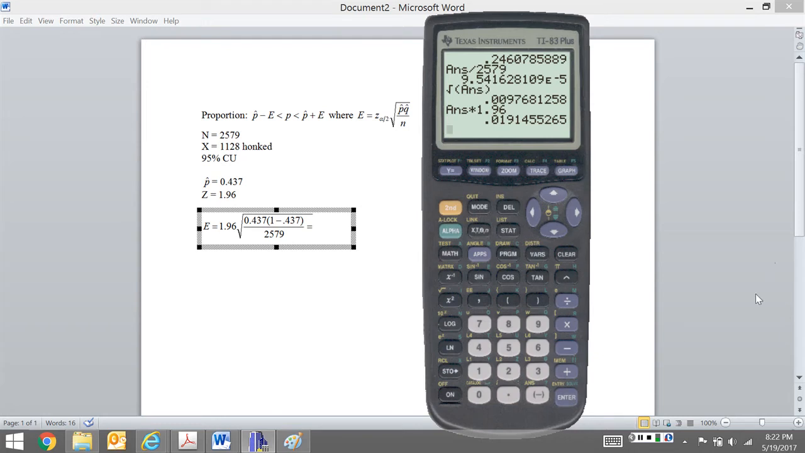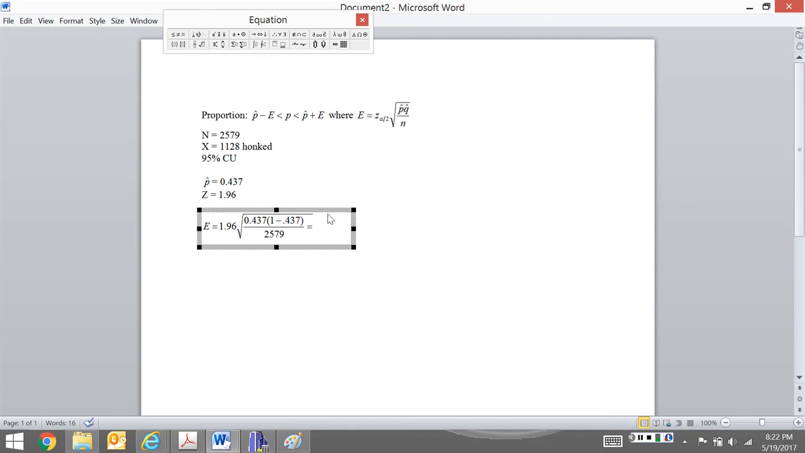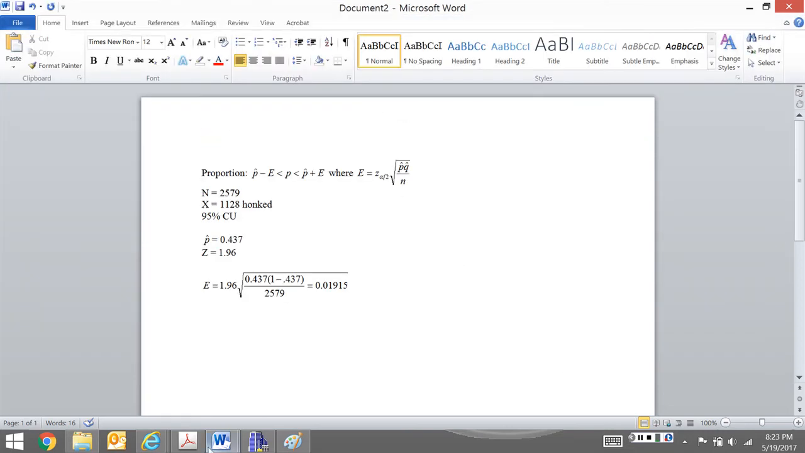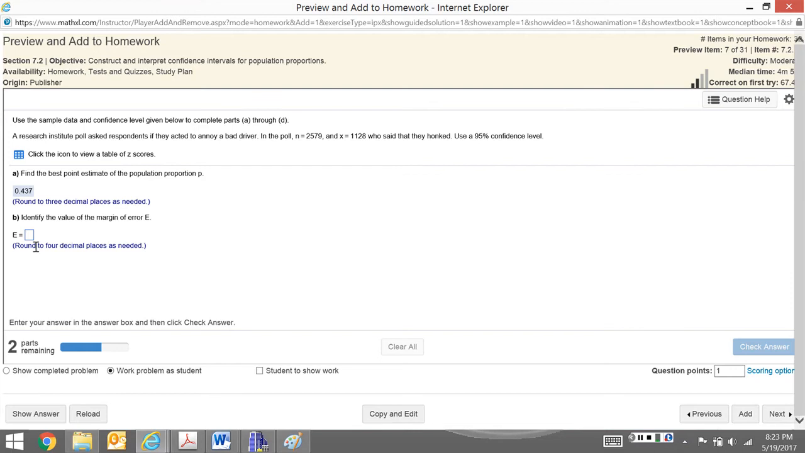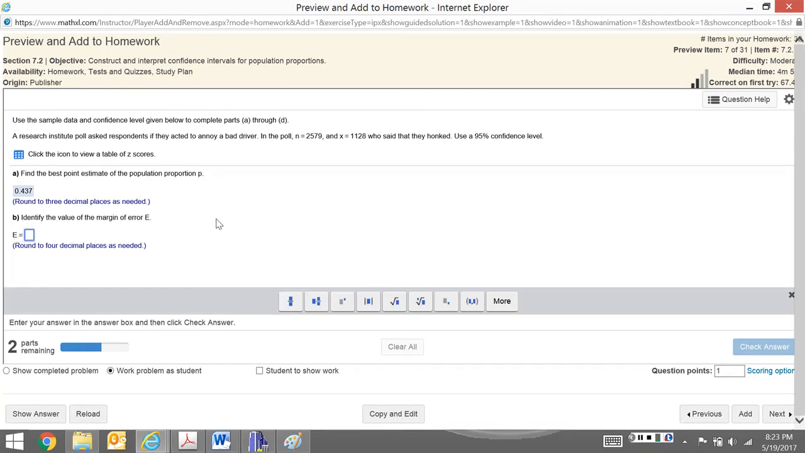So this right here, I was going to write this down at 0.019146. I don't need that many decimal places. This is my answer. So when I come back over here, 0.01915, something like that. I don't think I need that many decimal places. So that's my error. So I'm going to come back here and put this in my working. This rounds to 4 decimal places: 0.0191. Okay.